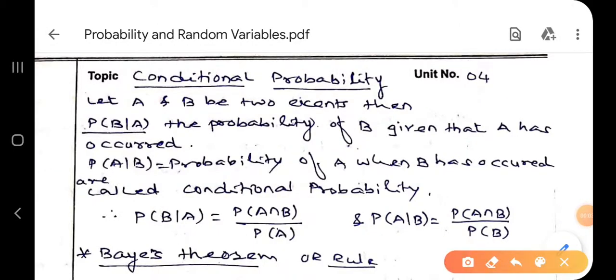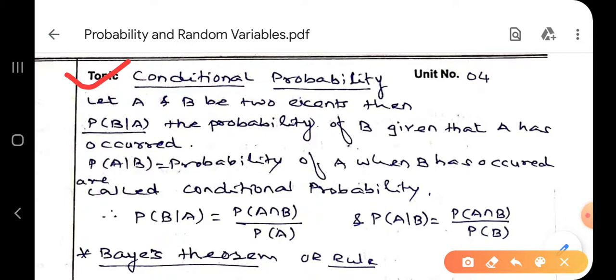Today we are going to start conditional probability. The concept of probability and examples on probability we have studied in our last videos. Now we are going to start conditional probability. So the output of today's video is to understand the concept of conditional probability with examples.